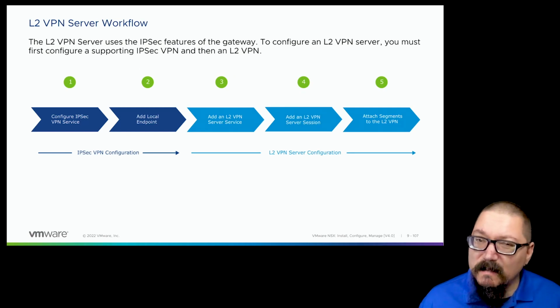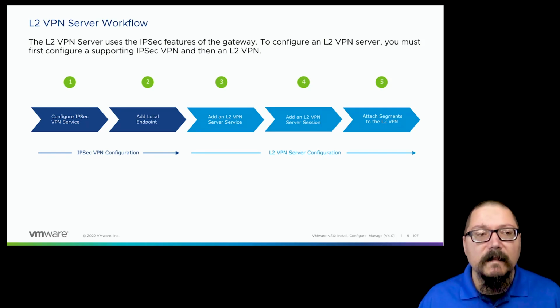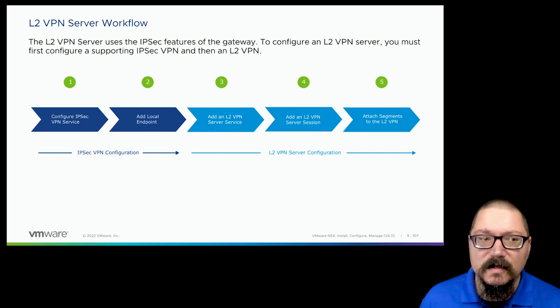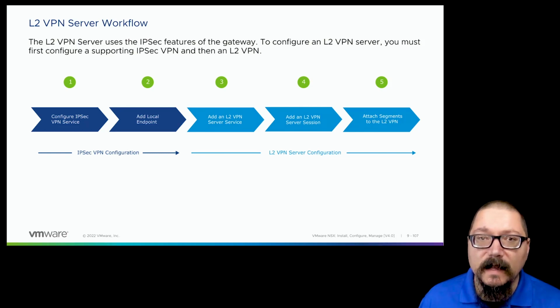Well, we start by doing some of the work that we just did with the IPsec VPN. So, I need an IPsec VPN service, and I need a local VPN endpoint for my gateway. Those are things that we just talked about with IPsec VPNs. Once I have those, then I need to start configuring my L2 VPN. So I'm going to add a layer 2 VPN server service. I'm going to create an L2 VPN server session. And then I'm going to attach my segments to the layer 2 VPN and define the things that are going to go there.